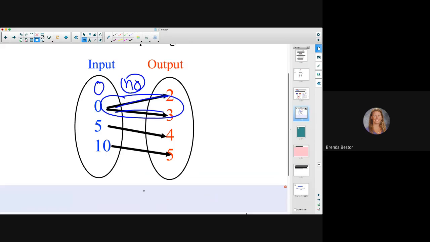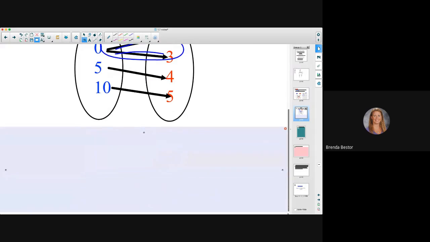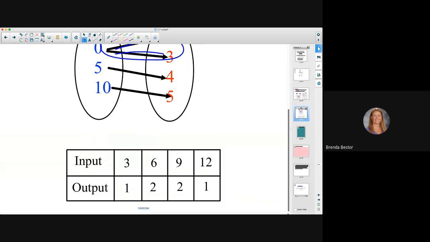But then here's where it's going to get tricky. I said you can't repeat the input. Cannot repeat the input. What about the output?